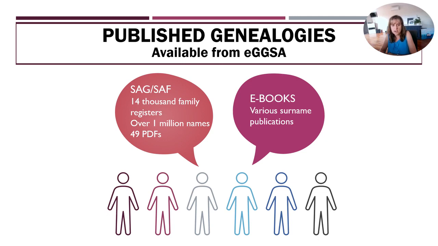The copyright was handed over to GGSA as a gift, and the entire collection is now known as SAF and currently consists of about 14,000 family registers, around 1.1 million names in register format, and surnames alphabetically divided into 49 PDF sections. They are very easy to look up and to find surnames and people. So the collection forms the basis of many researchers' work and is without doubt the archive of our South African family registers. In this way, South Africa preserved both its history and culture by constantly updating, adding to, and verifying the registers for accuracy. There are also ebooks of various surname publications available from eGGSA's website.